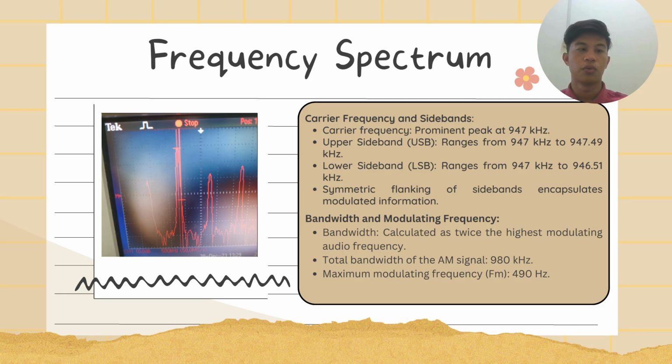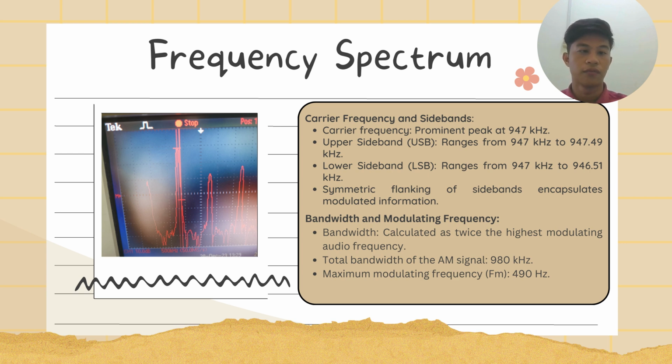The next output analysis is the frequency spectrum. For carrier frequency and sidebands, the carrier frequency is 947 kHz. The upper sideband is 947.49 kHz. The lower sideband is 946.51 kHz. You see a symmetrical flanking of the sidebands that encapsulates the modulated information.